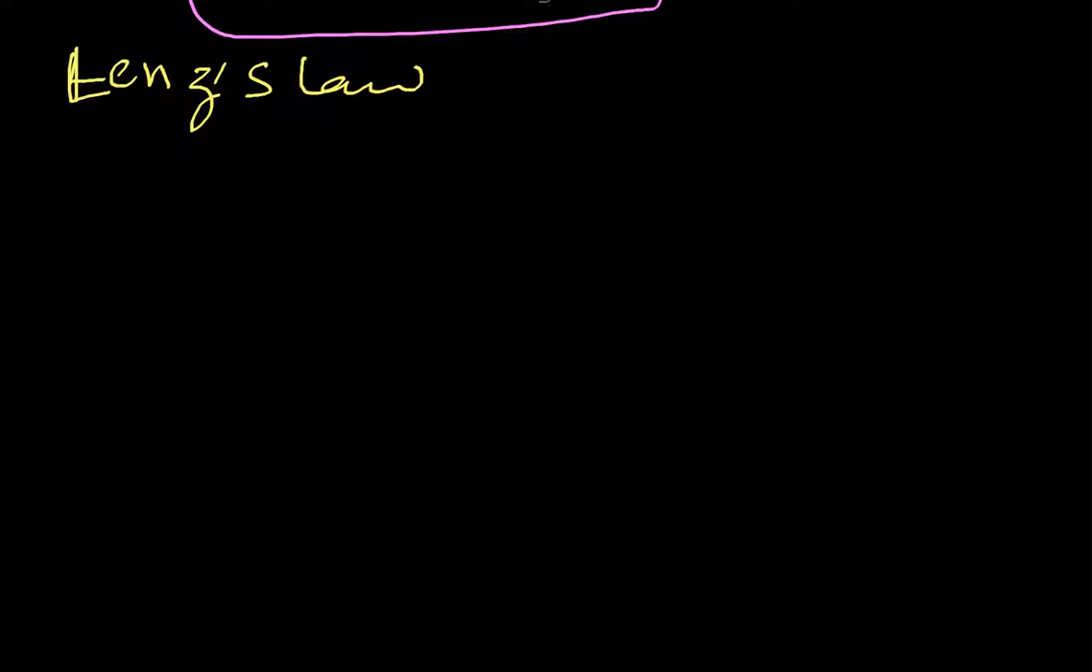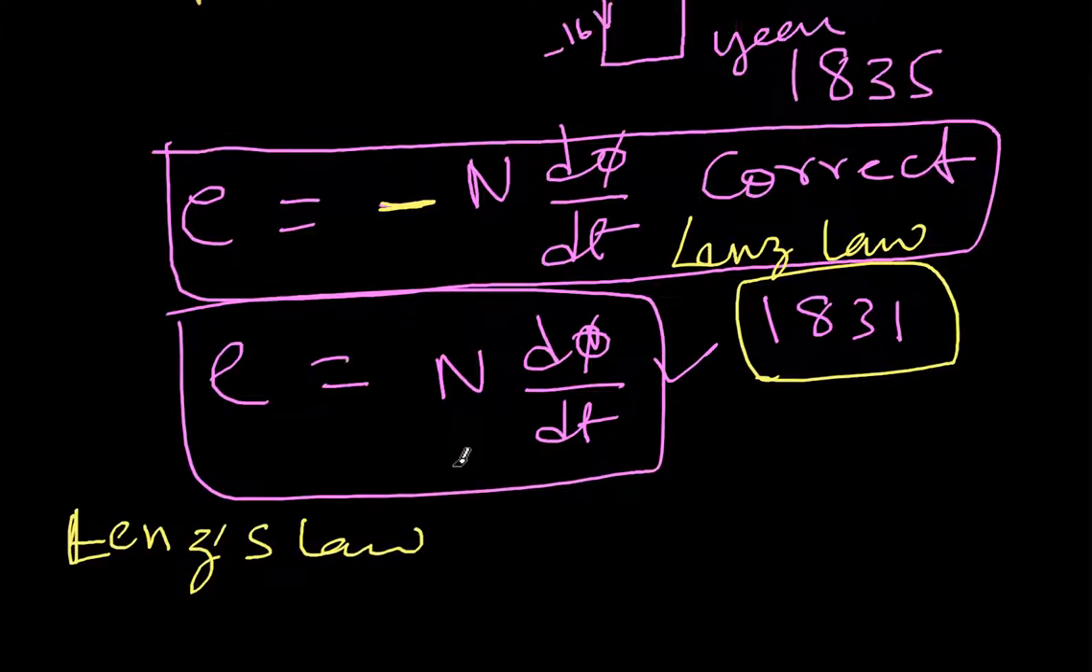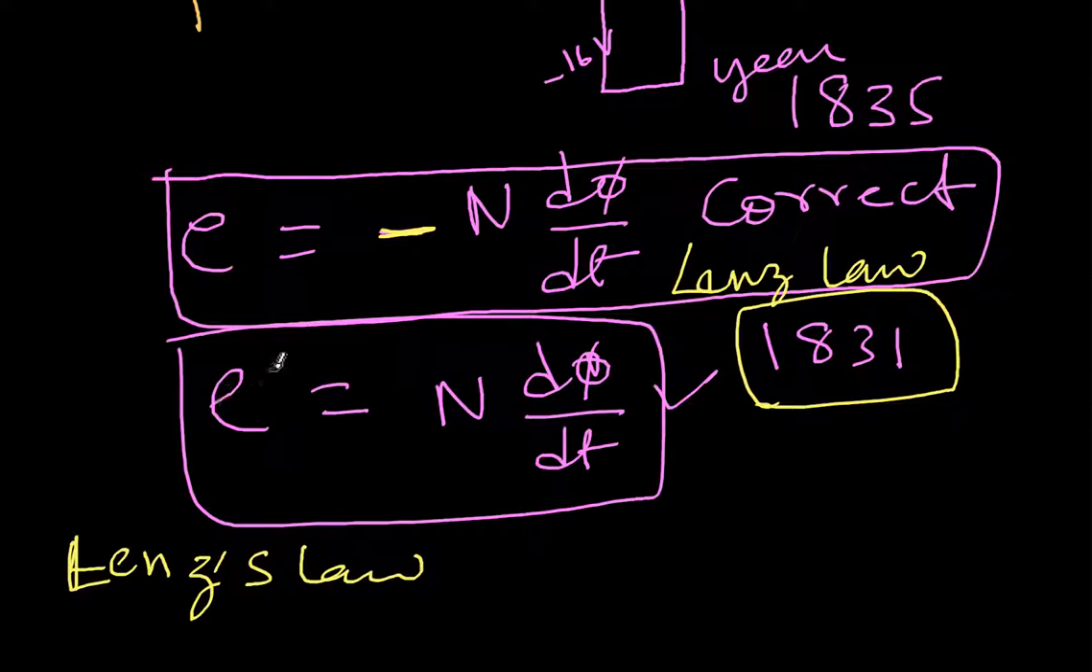Hello everyone. So let's continue our discussion of electromagnetic induction. And in this video, I'm going to talk about Lenz's law. If you recall, in our previous video, we were talking about EMF induced is equal to N d phi by dt, the rate of change of flux linkages. This was proposed by Faraday in the year 1831.